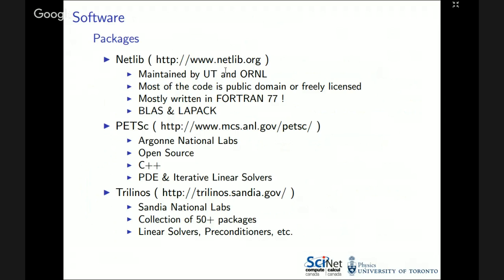The netlib one is interesting because it's probably one of the oldest ones. It has been mostly written in Fortran and already has calls for C. The ones that we are going to use are BLAS and LAPACK. All of them are open source, so that's good. PETSc is mostly written in C++ and has PDEs and iterative linear solvers like the one that we just talked about. And then you have Trilinos, which is a collection of more than 50 packages, which includes linear solvers, preconditioners, and others. If you are more interested in other ones, you can take a look at the links.